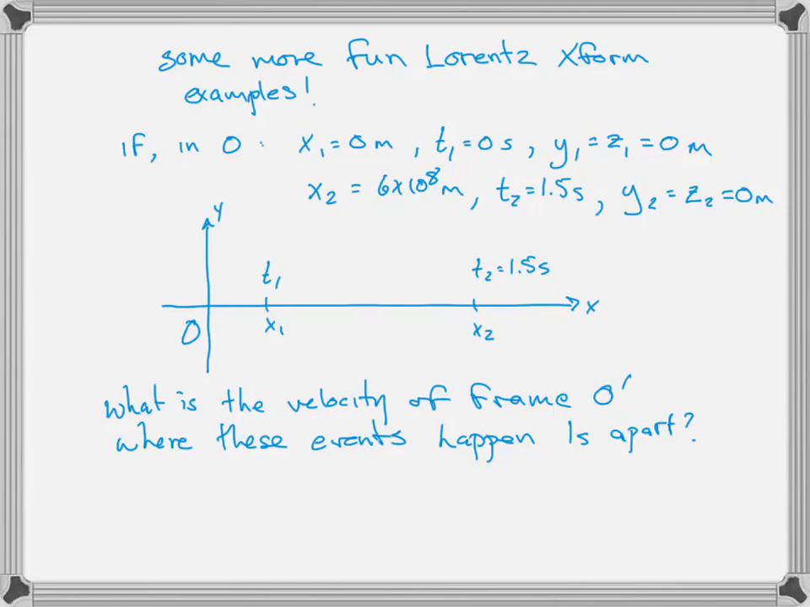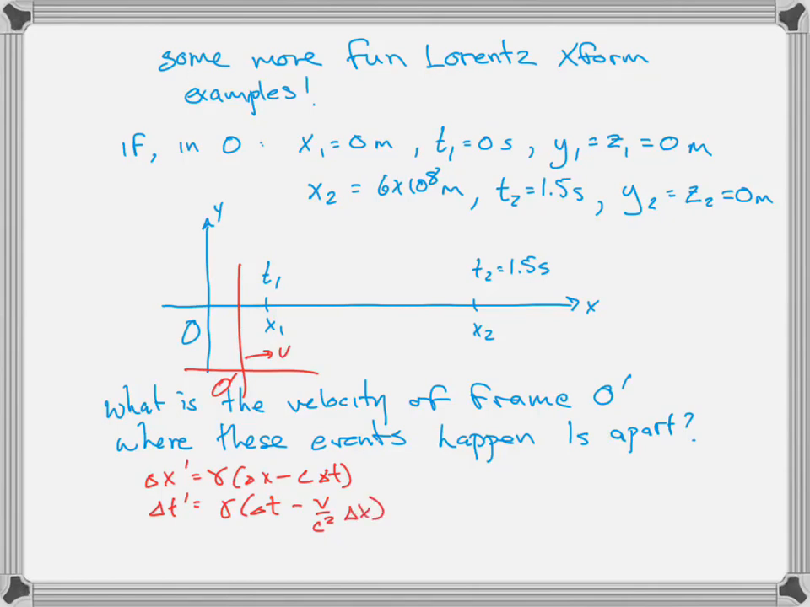Nothing can go faster than c. Okay, so how do we answer this question? Well, we can draw a pretty picture, right? We've got the events in frame O, and we've got O prime, which is moving at speed v. We can write down the equations that say that delta x prime is equal to gamma (delta x minus v delta t), and delta t prime is equal to gamma (delta t minus v over c squared delta x).